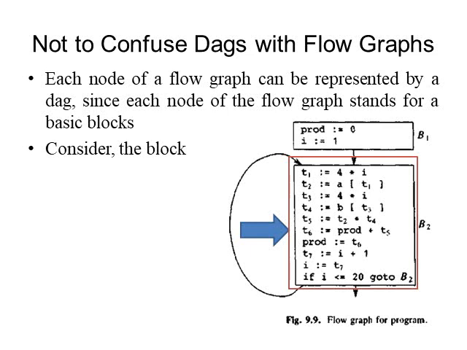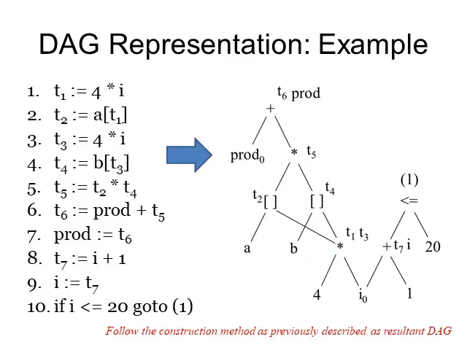Actually, what is the DAG doing? It simply represents all the statements inside a block. It will just represent the tree structure of it, and simply eliminate the common subexpression. So since each node of the flow graph stands for a basic block, consider the block that is already given in the book. This example you already get in figure 9.9. So we consider the next block B2 for our example in the next slide.